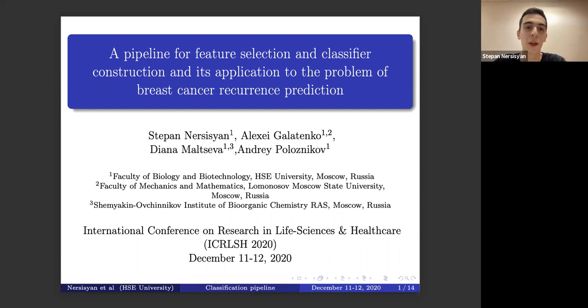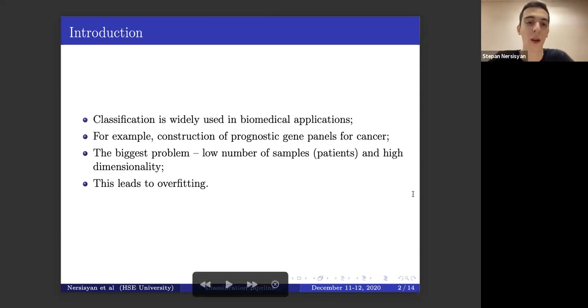And today I will speak about a pipeline for feature selection and classifier construction and its application to the problem of breast cancer recurrence prediction. So classification is widely used in several biomedical applications. For example, some people use it for construction of prognostic gene panels for cancer. For example, we can build some gene signatures which can predict recurrence of some kinds of cancer.